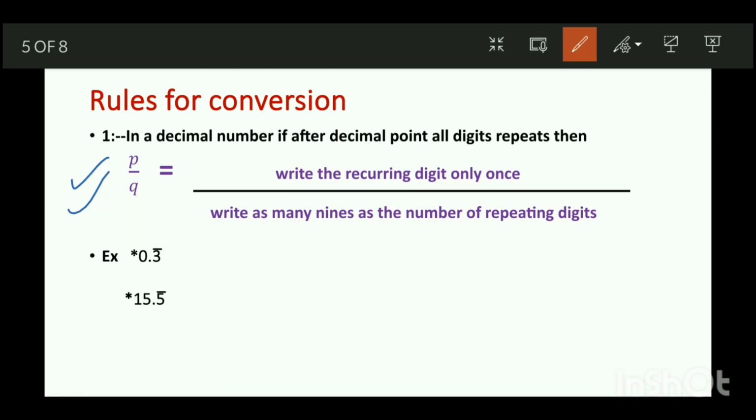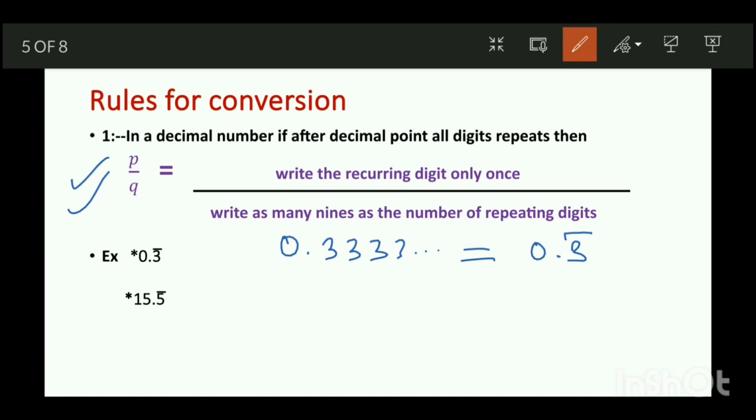Means we have 0.3333. We can write this as 0.3 bar. So we have to change this into p by q form. So we have a formula. In a decimal number, if after the decimal point all digits repeat, here only 3 is repeating, means there is no non-repeating digit. There is 3 which is the repeating digit.